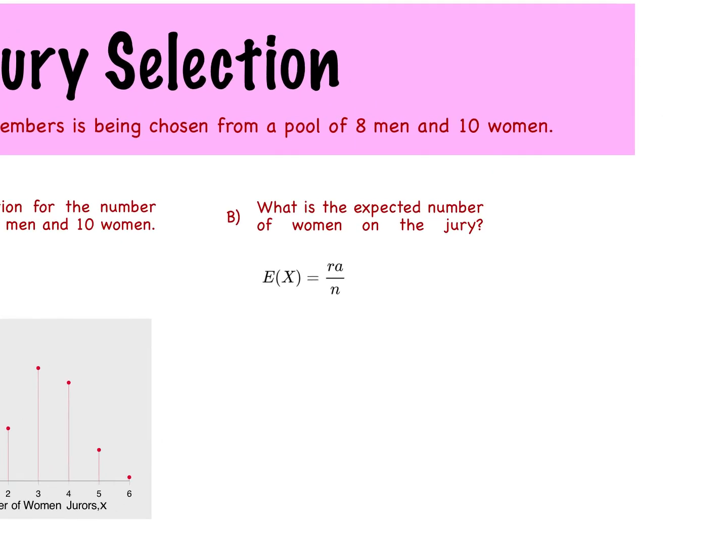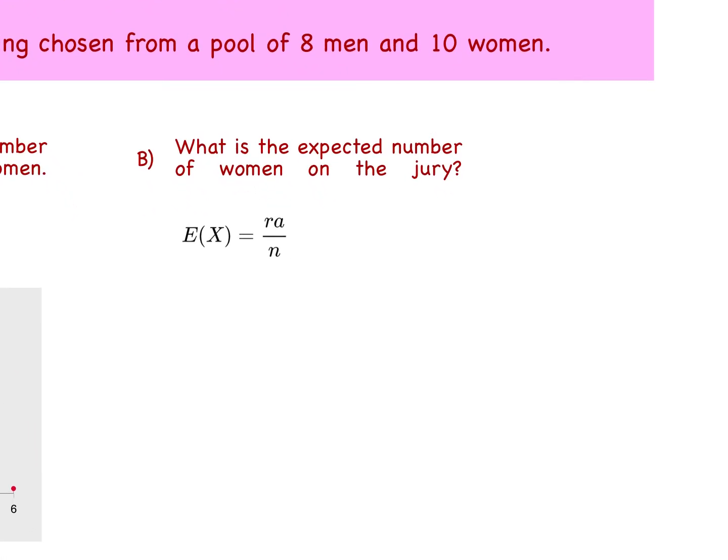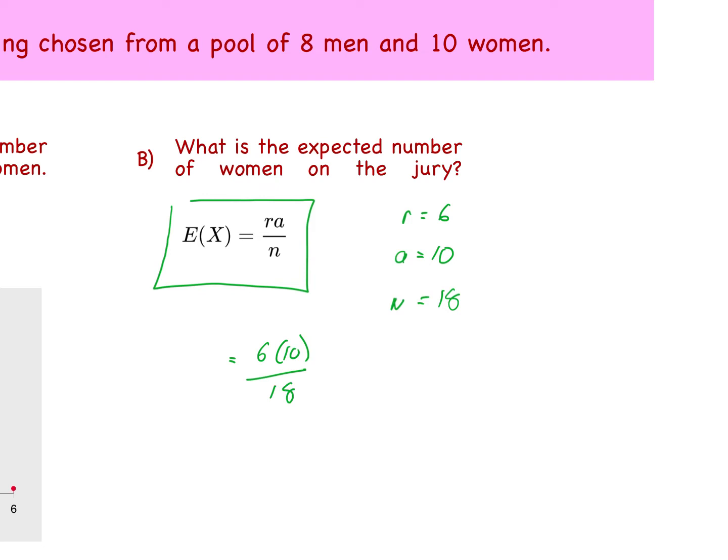And then we move to part B, which is what is the expected number of women on the jury. And for this, we use our short form of the expected value. So in this case, R equals 6, A equals 10, and our total number is 18. So plug those numbers in. 6 times 10 divided by 18 is 3.33, repeating.